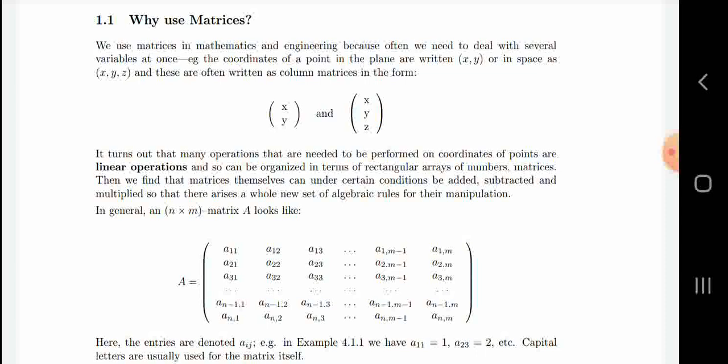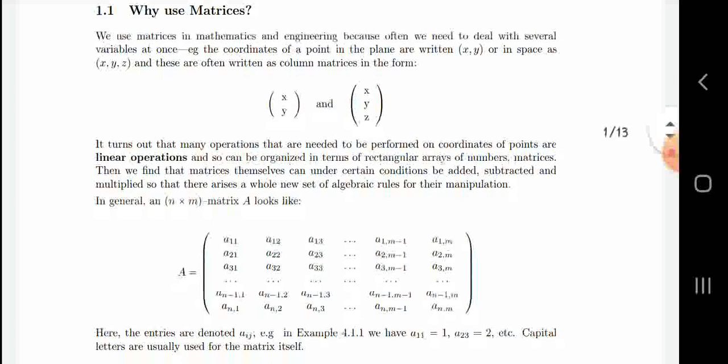Then it turns out there are many operations that need to be performed on coordinates. There are many things you want to do on the coordinates of points, or linear operations, and these can be organized as a rectangular array of numbers, and that rectangular array of numbers we call a matrix. Then we find that matrices themselves, under certain conditions, can be added, subtracted and multiplied, so that there arises a whole new set of algebraic rules for the manipulation. Like this you can see.